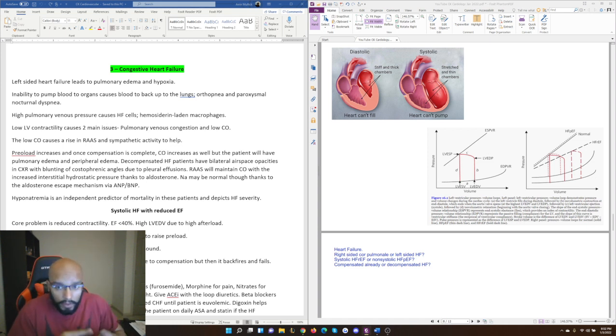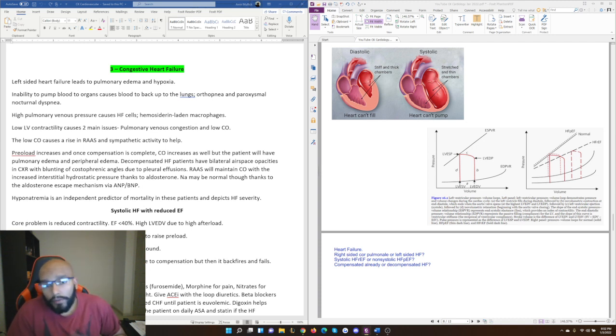Once all of this is done, once RAAS, sympathetic activity, renal sodium retention, water retention, all of this is being finished, and you've kind of normalized cardiac output, this is when you call it compensated heart failure, okay? While it's still happening, it is decompensated heart failure.